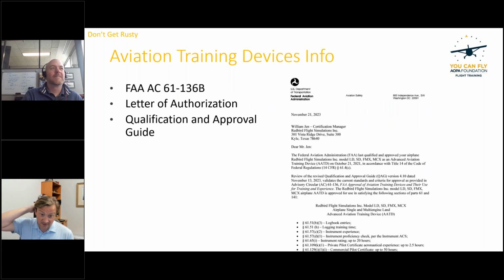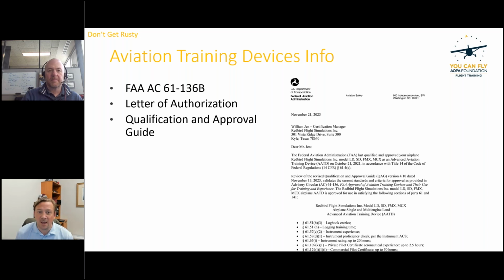Okay. Just as a little background, if you're ever curious about this, the FAA has AC 61-136B, which is for me, the manufacturer. It defines what I have to do to get it approved and reapproved and all that kind of stuff. And then if you own a BATD or if you're in a flight school that has an ATD of any kind, the FAA will send the manufacturer a letter of authorization that's valid for 5 years.